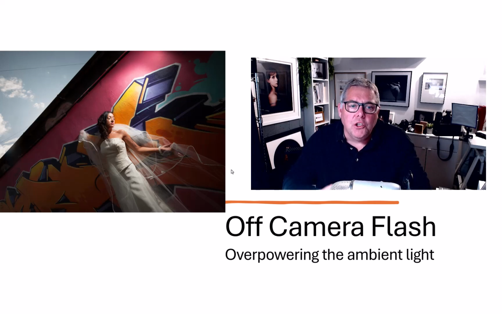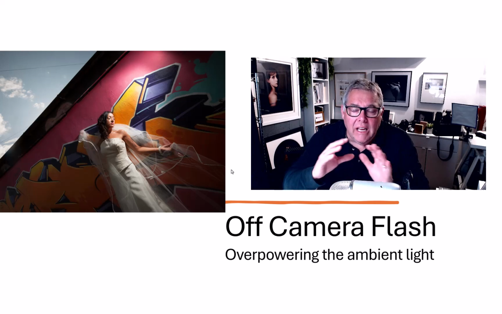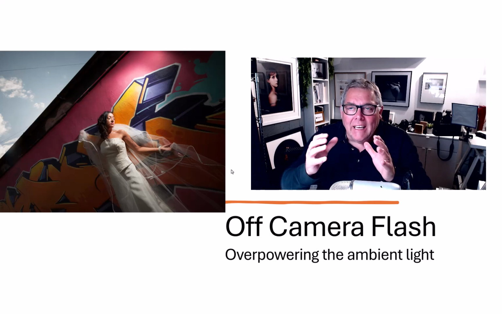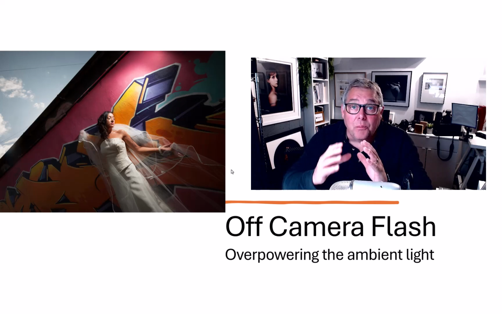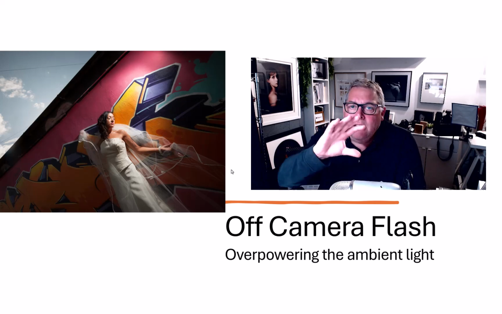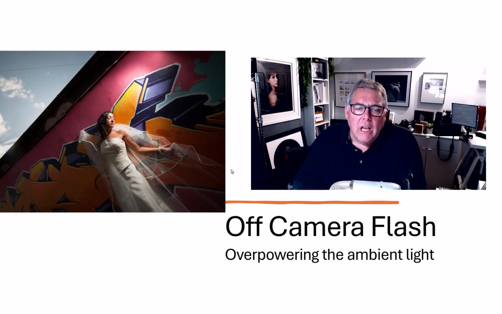I chose this image to get us going because it's really easy to explain. A, it was done on a workshop, so I've got to explain it. But B, it demonstrates the power of dynamic flash. If we look at the bride model, what is lighting her is nothing but flash. I've put her into the shade of an alley garage wall, and what we see is the bright sky in the top left-hand corner.